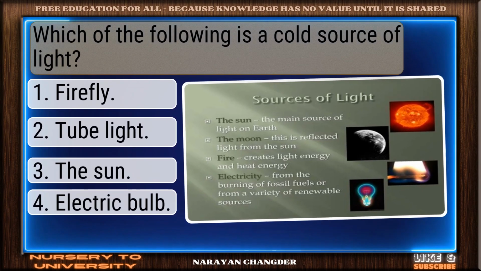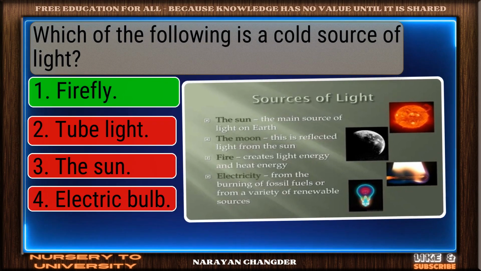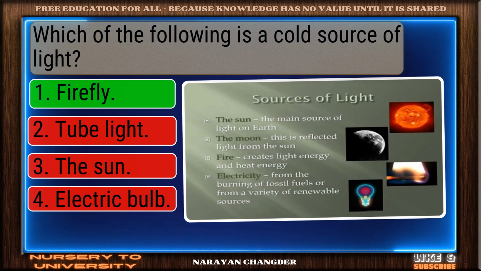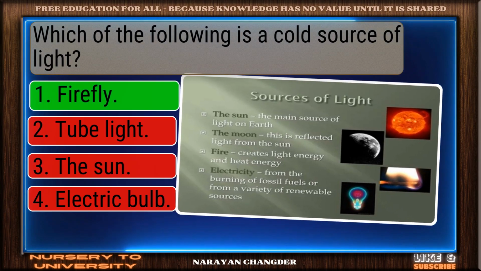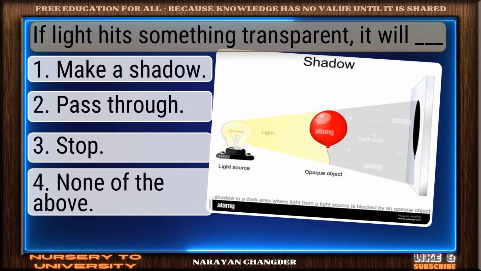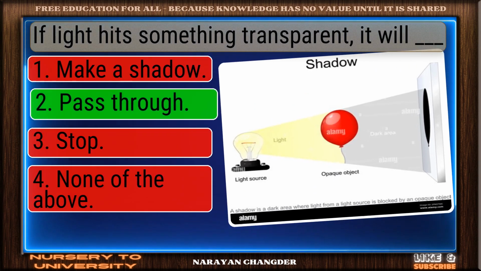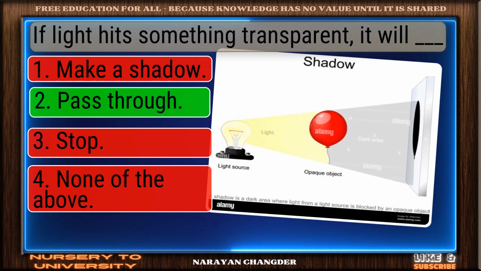Which of the following is a cold source of light? You got it. Your choice, firefly, is right. If light hits something transparent, it will dash. Great thinking. Pass-through is the right choice.